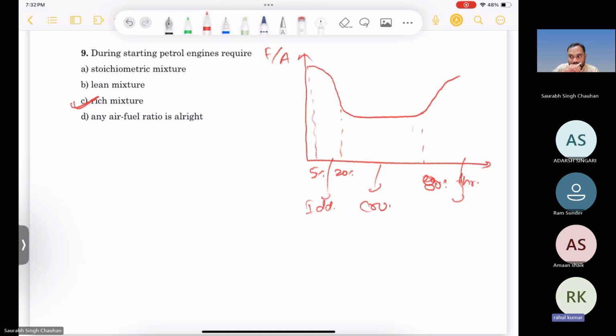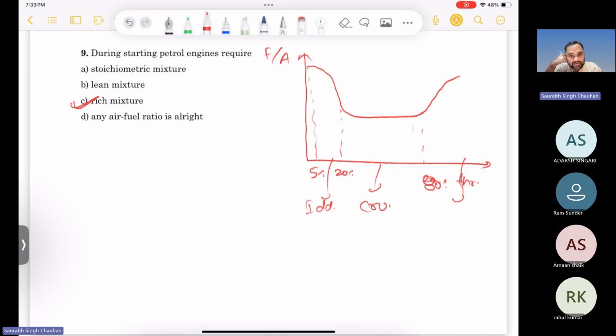So both are confusing. Which one is perfect? Is it the assignment problem? Yes, assignment problem. Let me check if it is there in assignment 3. Because recently you solved that a starting petrol engine requires rich mixture. I am not supposed to tell you the exact answer, but I can explain what it means.